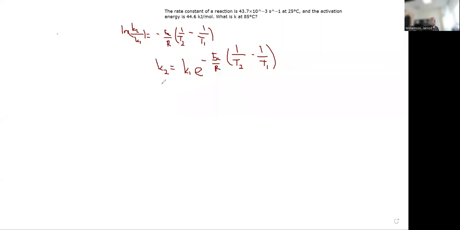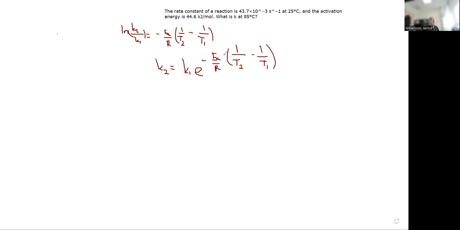Says the rate constant of a reaction is 43.7 times 10 to the negative third seconds to the minus 1 at 25 degrees Celsius. Activation energy is 44.6 kilojoules per mole. What is the rate constant at 85? The equation we're used to is this one. What I did is exponentiate both sides and solve for K2.